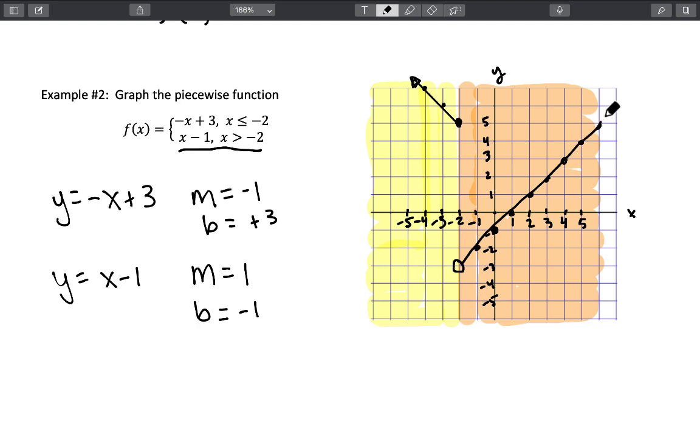So now if I connect all those points with a nice straight line, here is the graph of y equals x minus 1 over the domain where x is greater than -2. There you go. You graphed your first piecewise linear function.